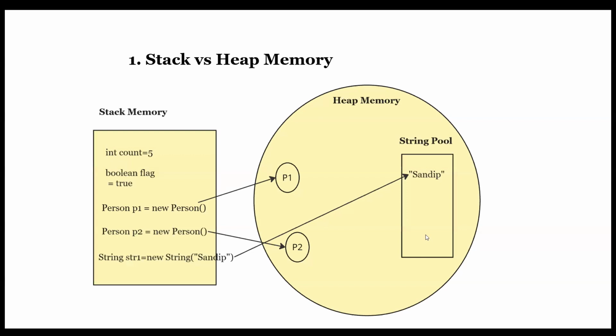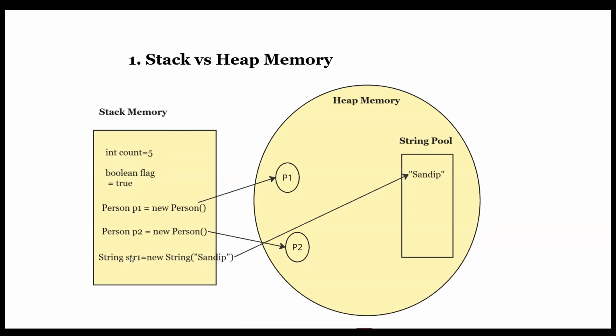Now, let's start with stack memory. Think of stack like a notebook for a single method execution. Each thread has its own stack. It stores method calls, local variables, primitive data, or object references. Here, if you see that integer variable, these are primitive. Integer, boolean, all are primitive. These are stored in stack memory.